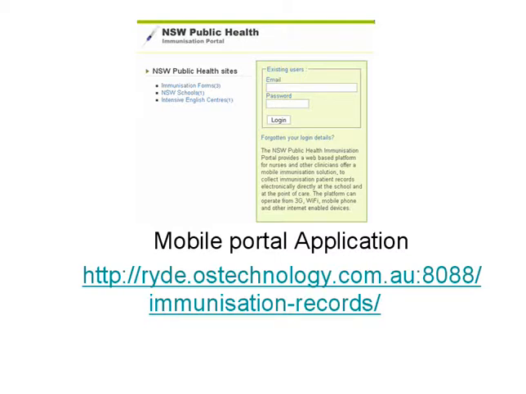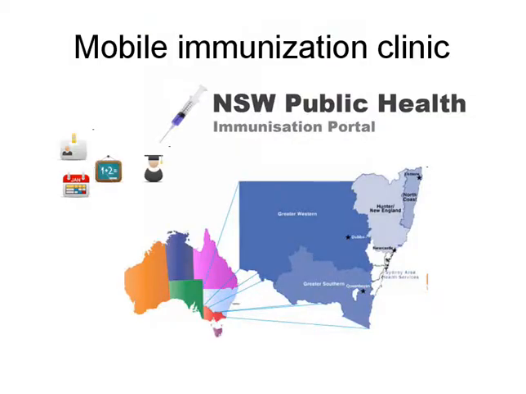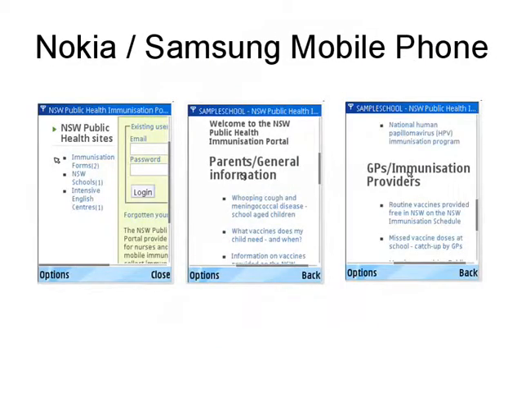The Immunisation Portal application provides easy access to electronic immunisation forms and education material. The aim of the application is to reduce the replication of data entry, record archiving, and improve the quality of data collected while offering a mobile immunisation clinic service. The immunisation application can be delivered over 3G, GPRS, or Wi-Fi mobile connectivity.